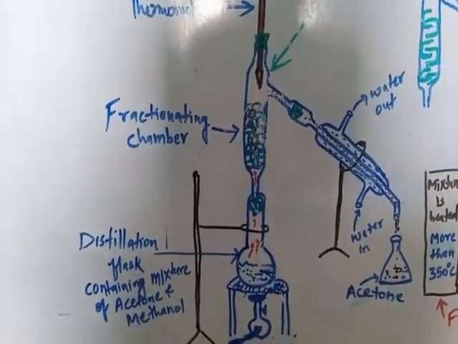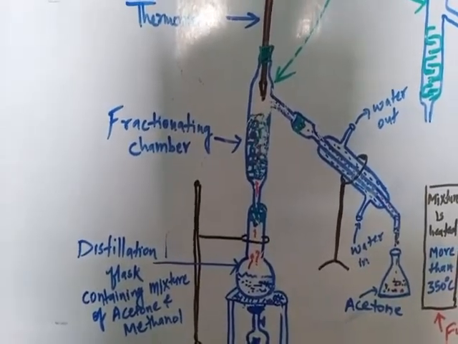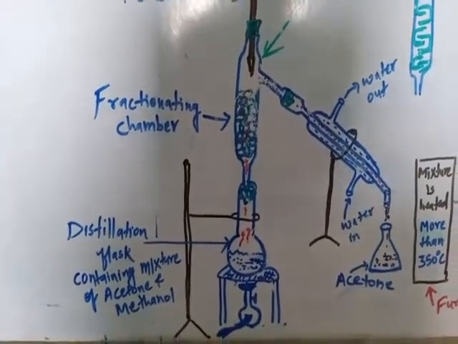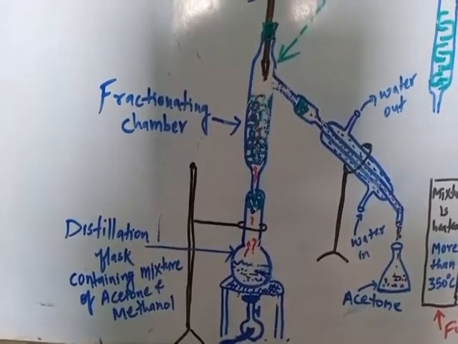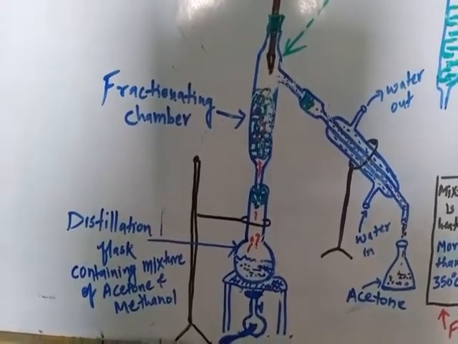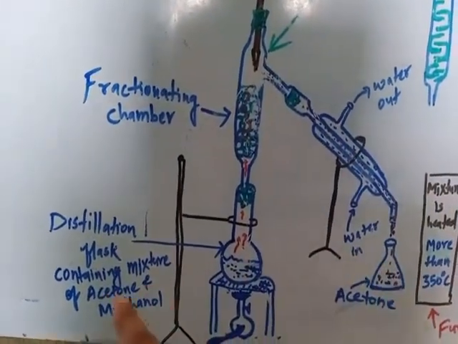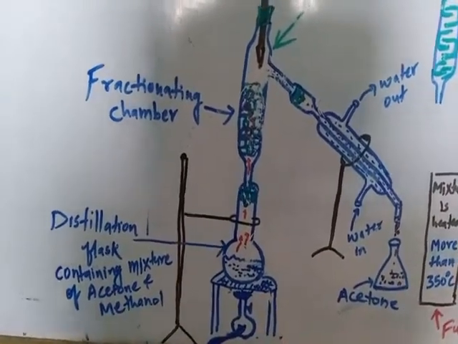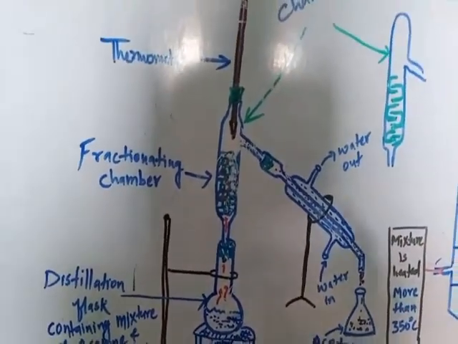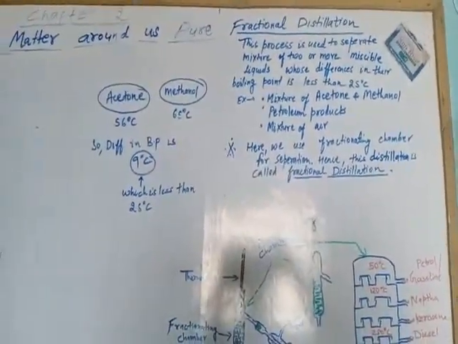So in this way, in the fractional distillation process, you should be very careful with the temperature maintenance. So here also we can see the liquid having the lower boiling point vaporizes first and can be collected first. That is, acetone is collected first and afterwards methanol is collected later. So this is about the fractional distillation process.